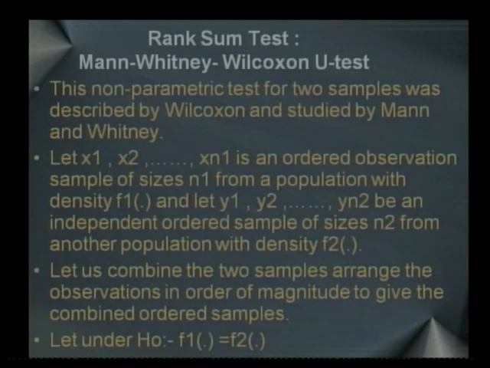Okay, then the next test is the rank sum test. In the first test we used the sign. In the second test we considered the runs, so we followed the procedure of applying runs. Now comes the rank sum test. Before starting with the test, let us say what a rank is.